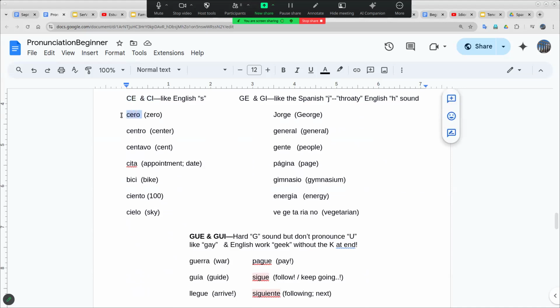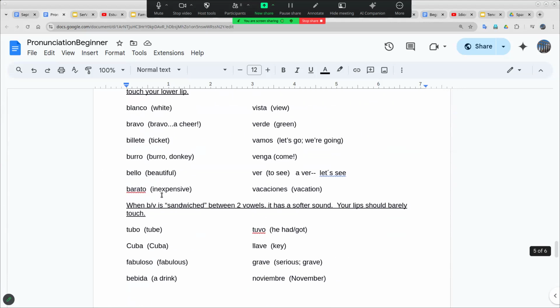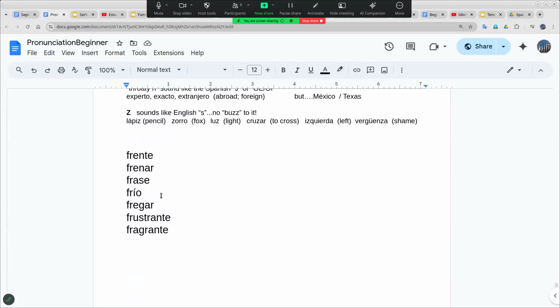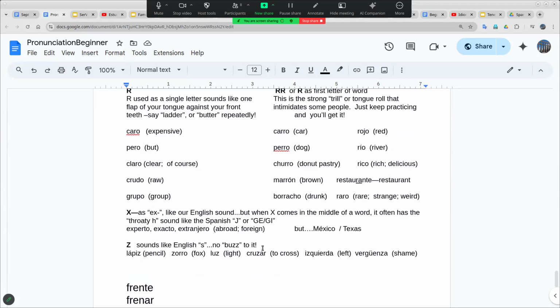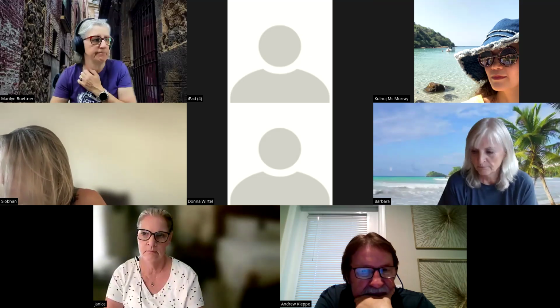So this will sound like cero instead of cero, centro instead of centro, cita instead of cita, bici instead of bici. So just know there's a little pronunciation twist only for Spaniards, but if you're learning Latin American Spanish, you won't hear that. Okay. So zeta, no buzz, just an S, and then you're good to go. Bien? Okay? Yes. Vale.